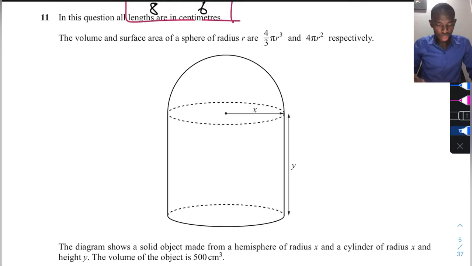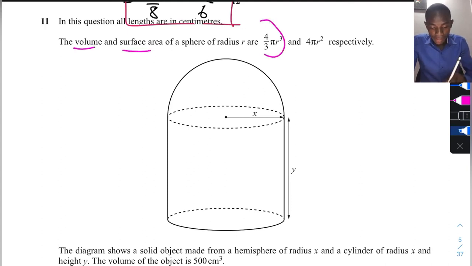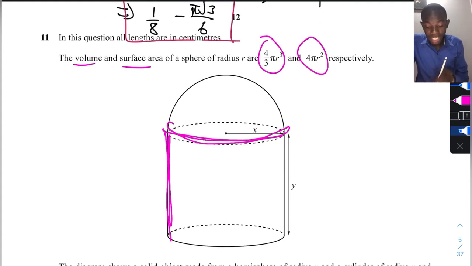So let's continue with question 11. The question says that the volume and surface area of a sphere are given by this and that. But if you look at the shape very well, it's actually a hemisphere and then a cylinder. So what I want you to do is to quickly change these things, because you are going to make a mistake. You are going to use them in your work.